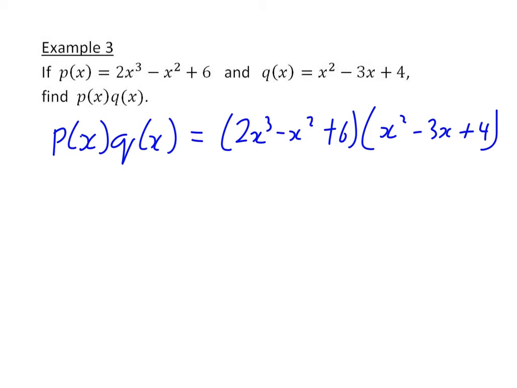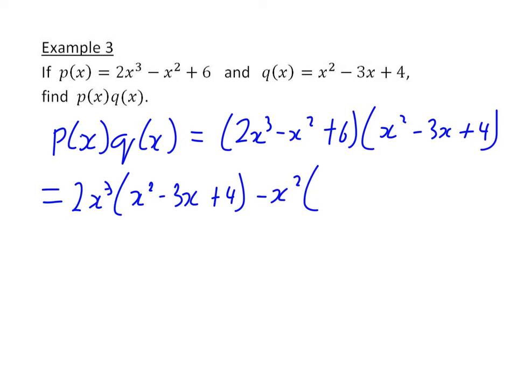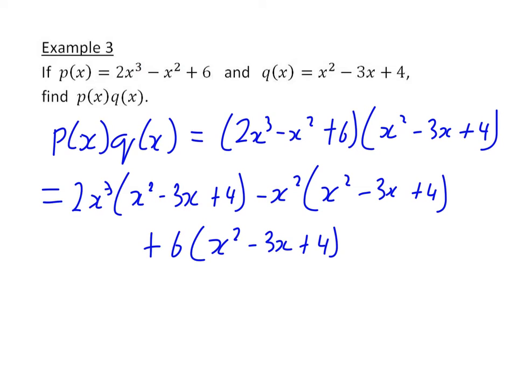If you like, you can write that out as its own step. You've got 2x cubed multiplied by every term in q of x, the second bracket. Then you've got negative x squared multiplied by everything in the second bracket. And then you've got positive 6 multiplied by everything in the second bracket. I would say you don't have to write out that step if you don't want to. If you're happy just to think about this times this, plus this times this, plus this times this, and so on, then that's perfectly fine.